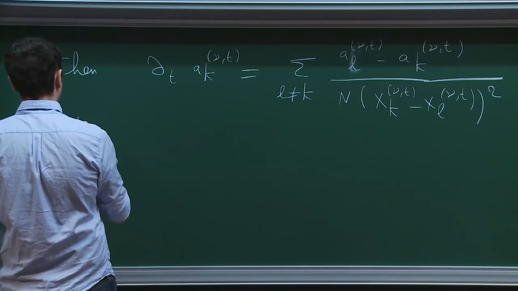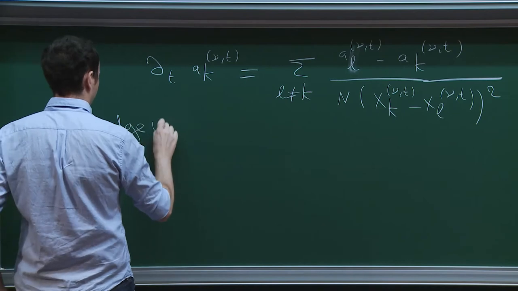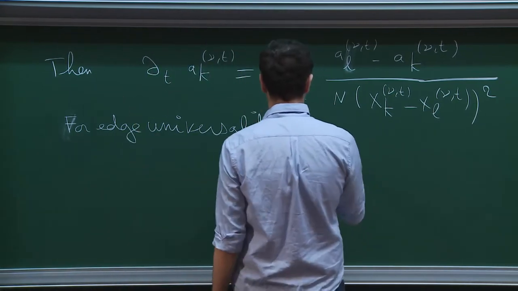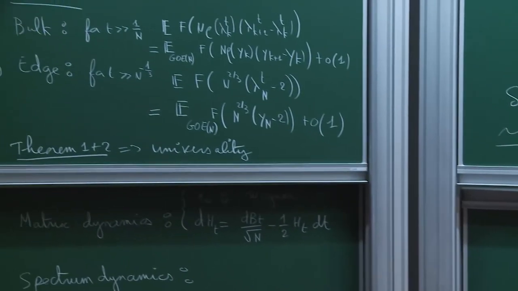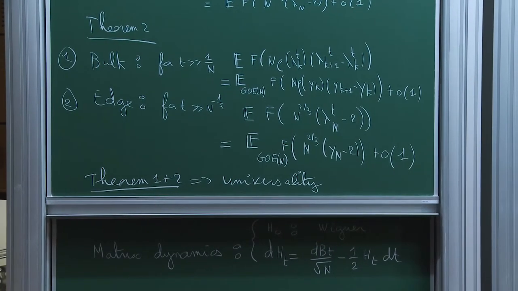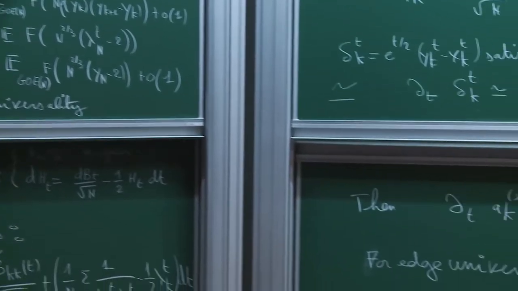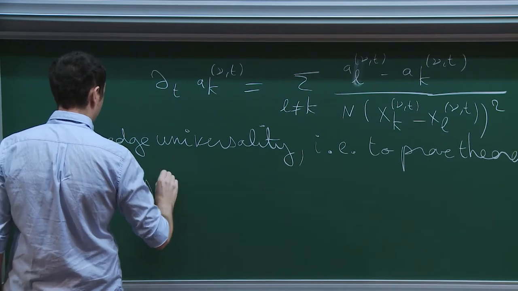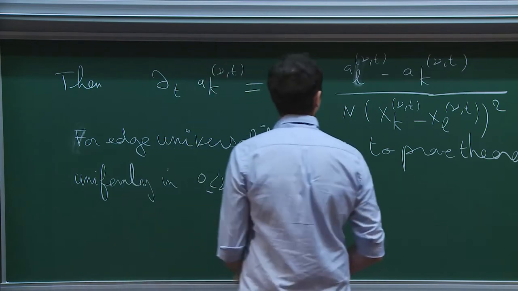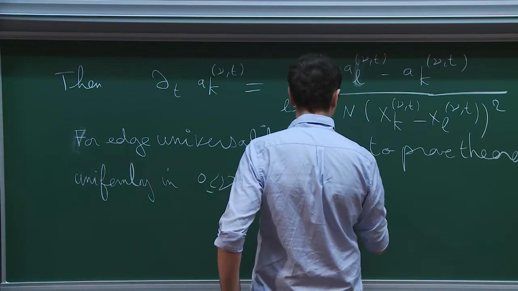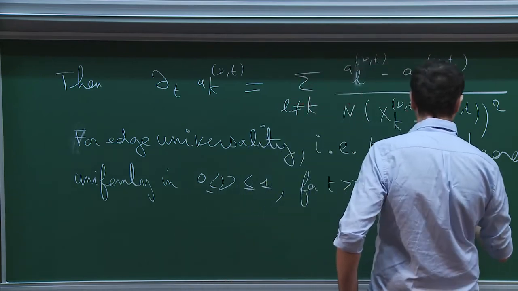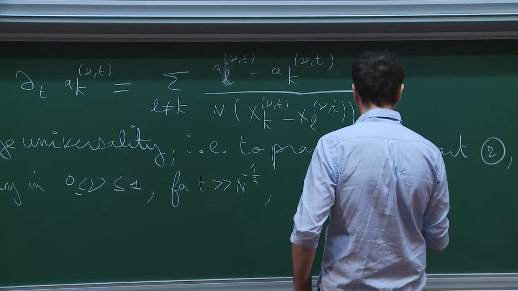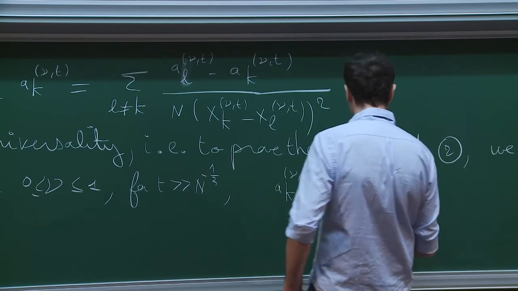So for edge universality, namely to prove theorem 2, part 2, what we need is the following fact: uniformly in nu between 0 and 1, for t of order much greater than n to the minus 1/3, your a_k(nu, t) is actually smaller than its typical size. If it's a small o of n to the minus 2/3, then we readily have universality.